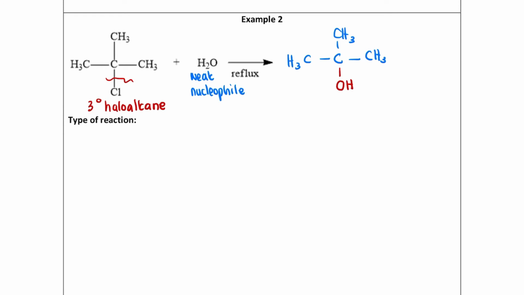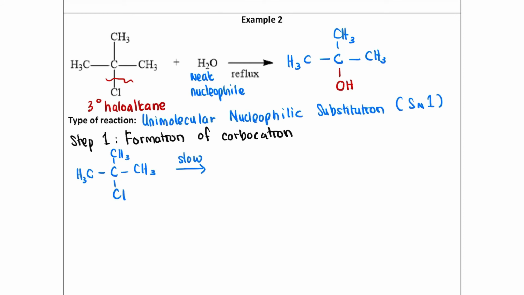Alright, so first we write the type of reaction: unimolecular nucleophilic substitution, SN1. Step 1 is as usual, formation of carbocation. Now we have our haloalkane. We know that Cl is a good leaving group, that means it can leave on its own to form a halide ion. Arrow from the middle of the bond to Cl because Cl is more electronegative. That means we form a carbocation at the carbon, and Cl becomes Cl-, a halide ion. So that settles step 1.